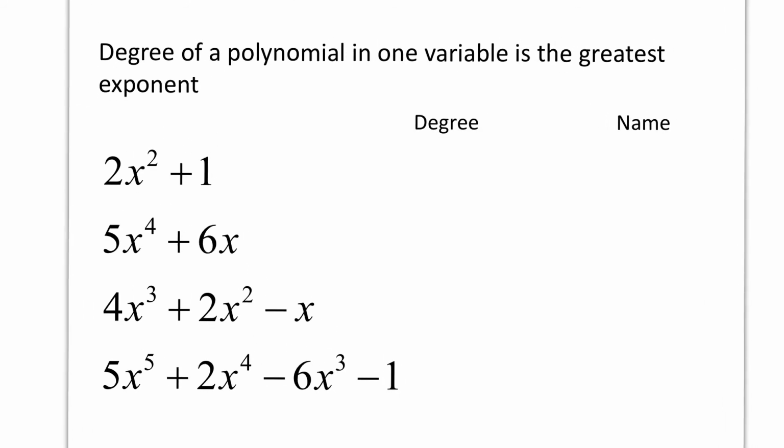So for this first polynomial, we have 2x squared plus 1. The highest exponent is 2, so I'm going to put degree of 2. And I'm going to put the name of that polynomial. The degree of 2 is quadratic, so I'm going to put that name first, quadratic. And it has 2 terms. This is 1 term, and this is the second term. So 2x squared is 1, plus 1 is the second term. So this is a quadratic binomial. You can put those names together: quadratic binomial, degree of 2, and it has 2 terms.